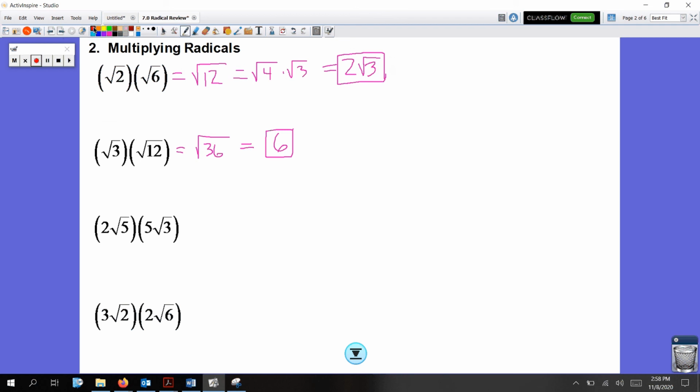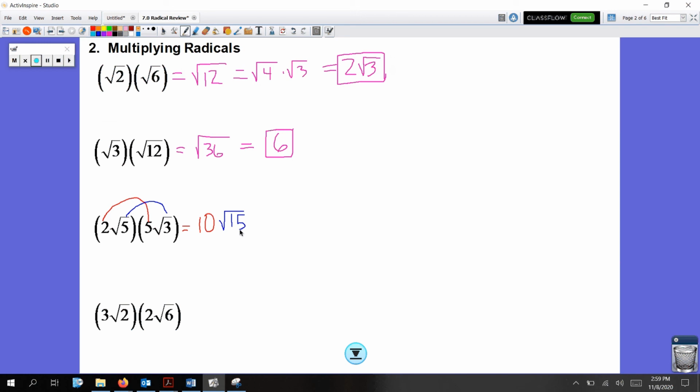All right, here's where they get a little more complicated. So the numbers out front are not in the radical. They are like terms. I'm going to multiply 2 times 5, and that gives me 10. Then the numbers in the radical I'm going to multiply. Square root of 5 times the square root of 3 becomes the square root of 15.